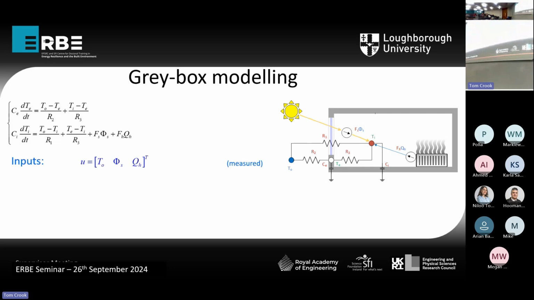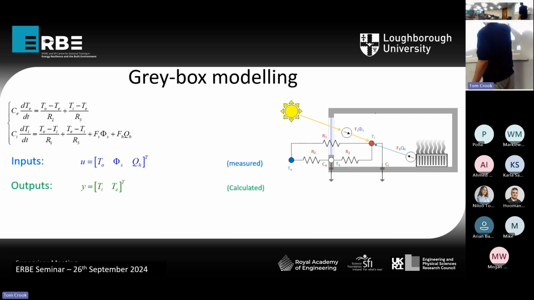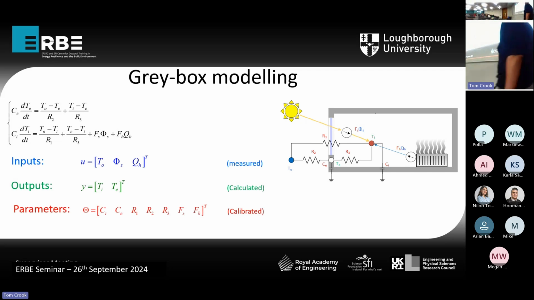So as the next step, as I said, in this system we have three inputs: outdoor temperature, solar radiation, and indoor heat generation. These are inputs of the system, which are measured. Then we have some outputs: indoor air temperature and building envelope temperature. These are outputs of this system, which should be calculated by solving those systems of differential equations. And the rest, which you can see in red, are model parameters of this system, which should be calibrated.